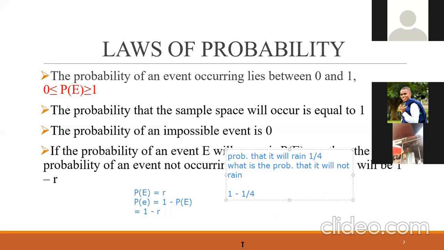Welcome back, Petra. The probability of it raining is 1/4. So what is the probability that it will not rain? Now we know from our second law that the probability that the sample space will occur is equal to 1. Therefore, the probability that it will not rain will be 1 minus 1/4. And that will give us 3/4.